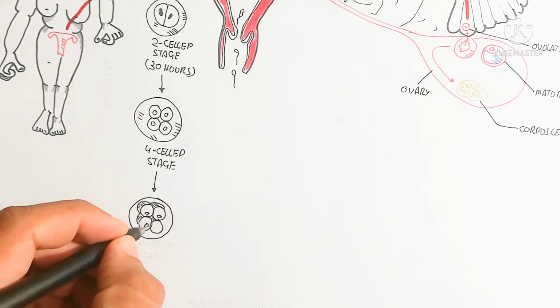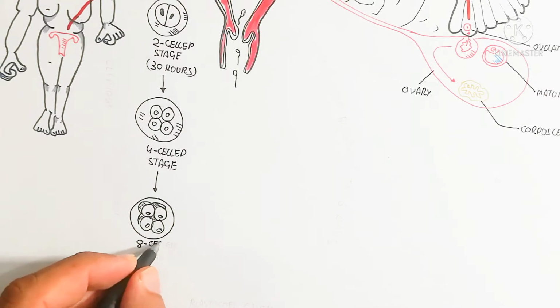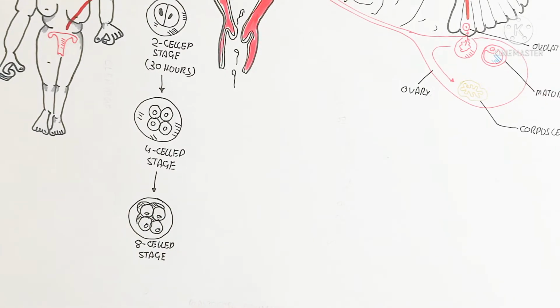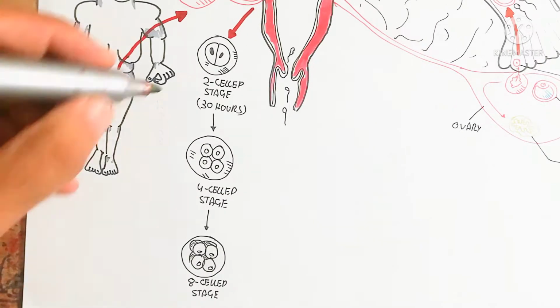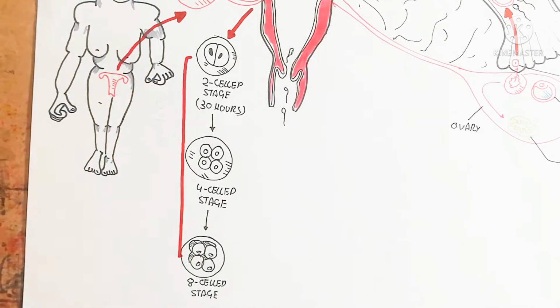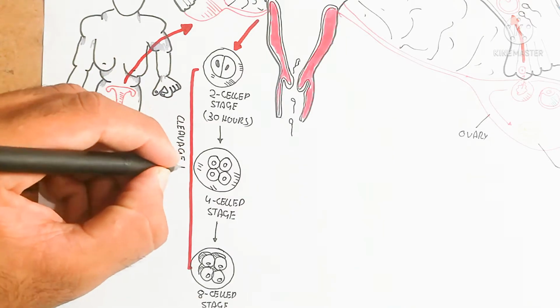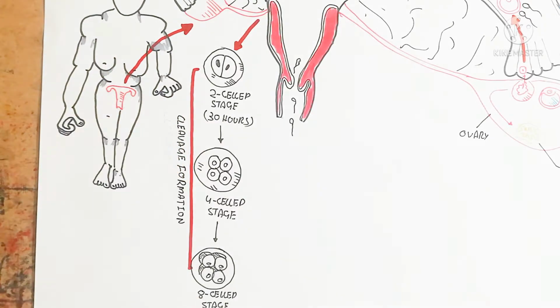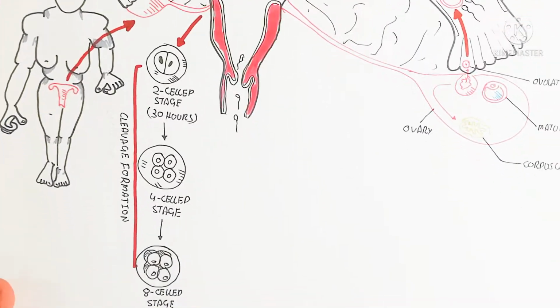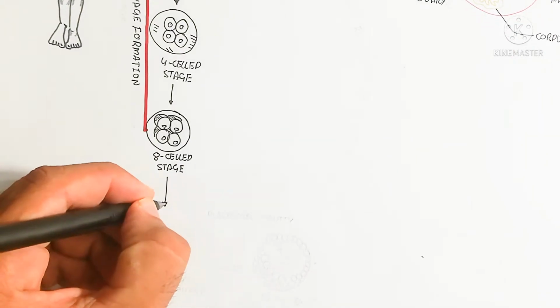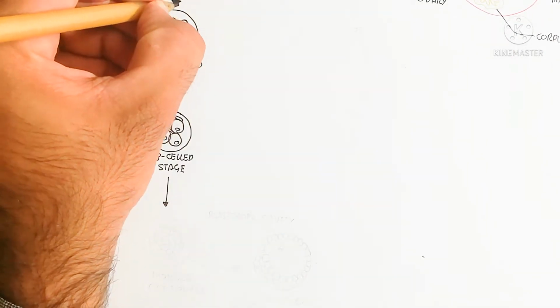In this way the morula forms, due to highly packed cells, 72 hours after fertilization. Morula means a mass of cells looking like a mulberry fruit. This is known as cleavage formation, and after this comes the blastocyst.